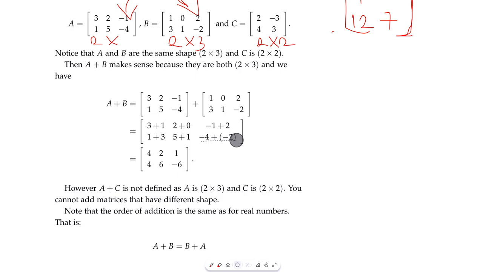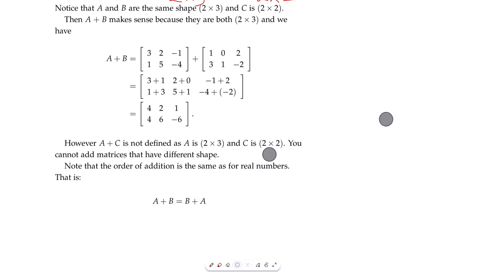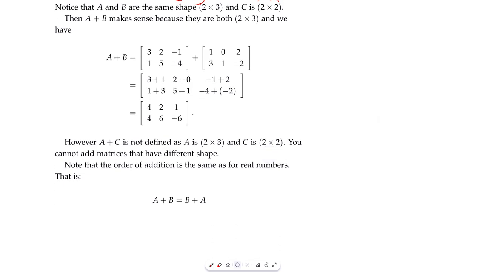Plus times minus is minus, so that's minus 4 minus 6. I think that minus 4 minus 6, that's what? I mean, minus 4 minus 2, that was minus 6. Do you understand that now? So that is what we are doing. Now we said, however, A plus C is not defined because what? They are of different shape.